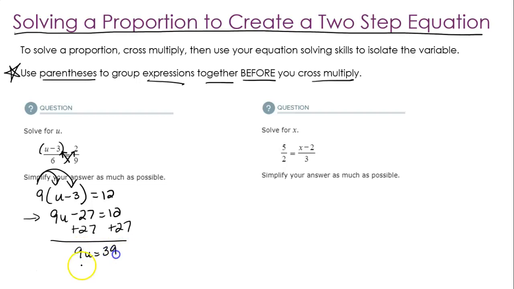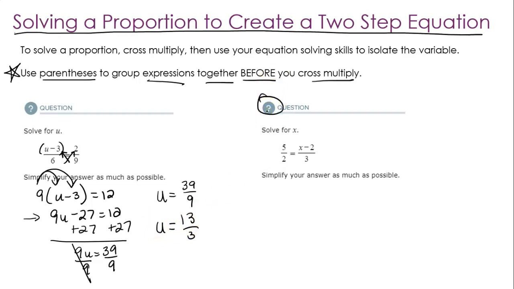I'm going to divide both sides by 9. The 9's will cancel out. You're left with 39 over 9. 39 is not divisible by 9, I don't believe, but 39 and 9 are both divisible by 3. 39 divided by 3 is 13, and 9 divided by 3 is 3, so we needed to simplify that fraction.